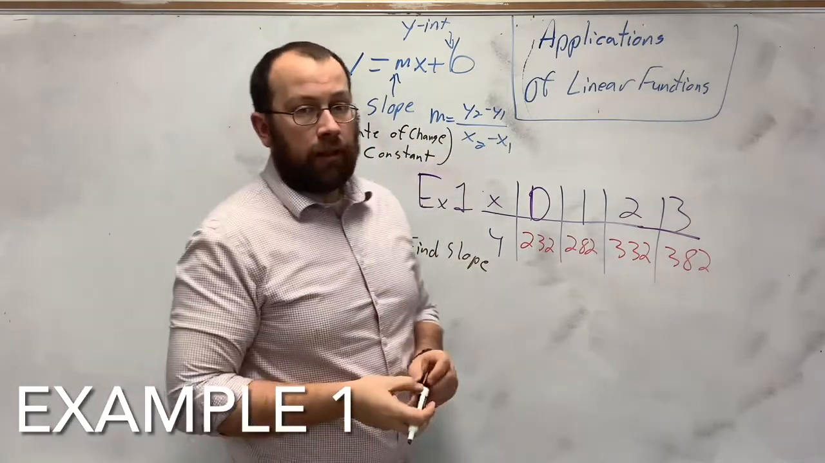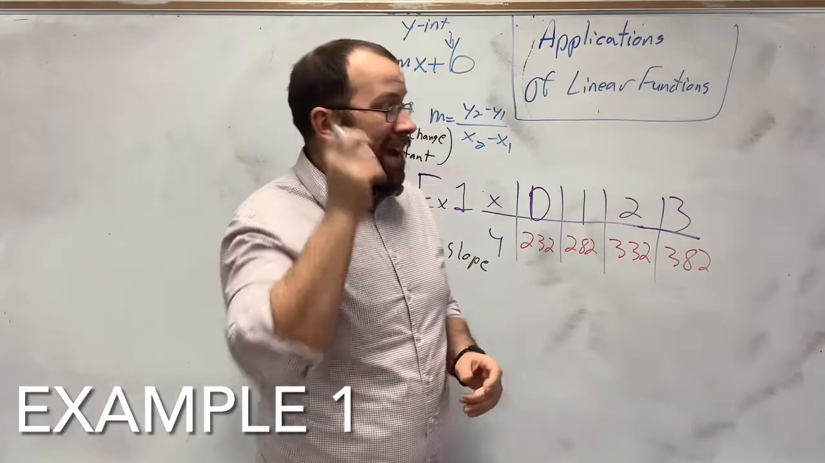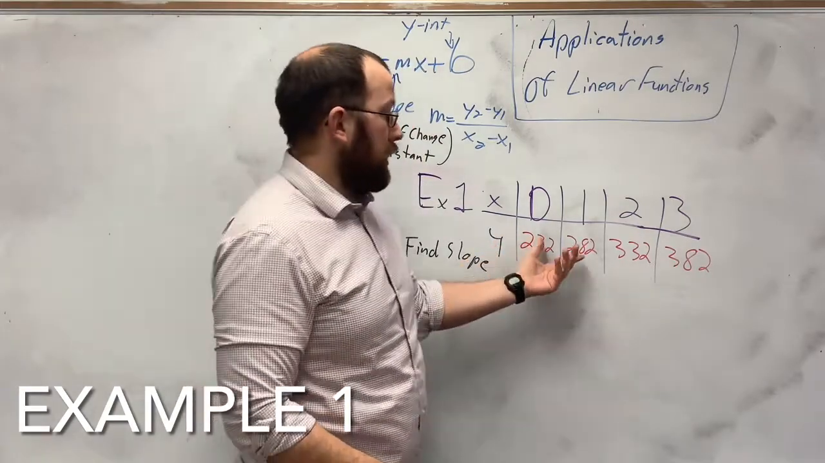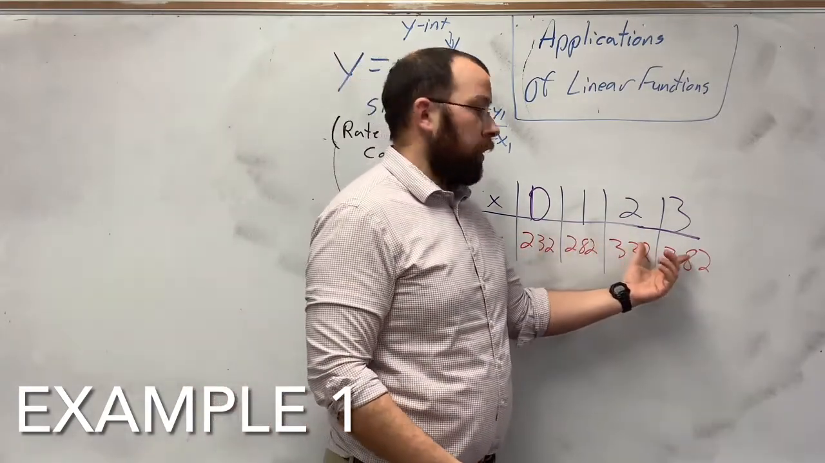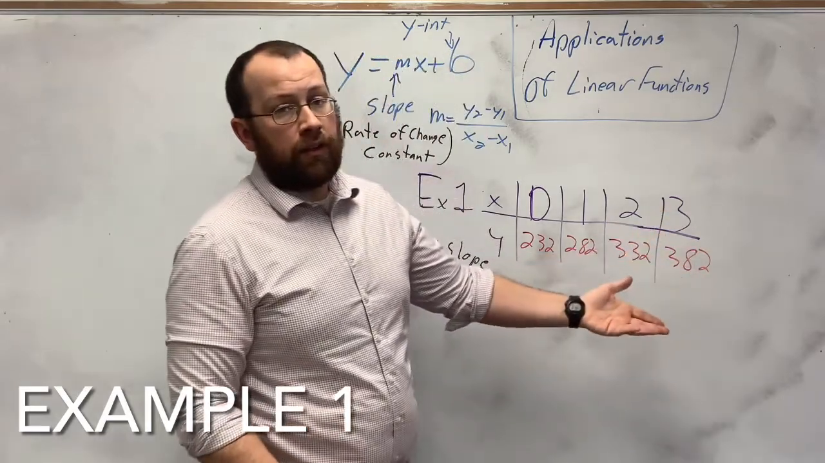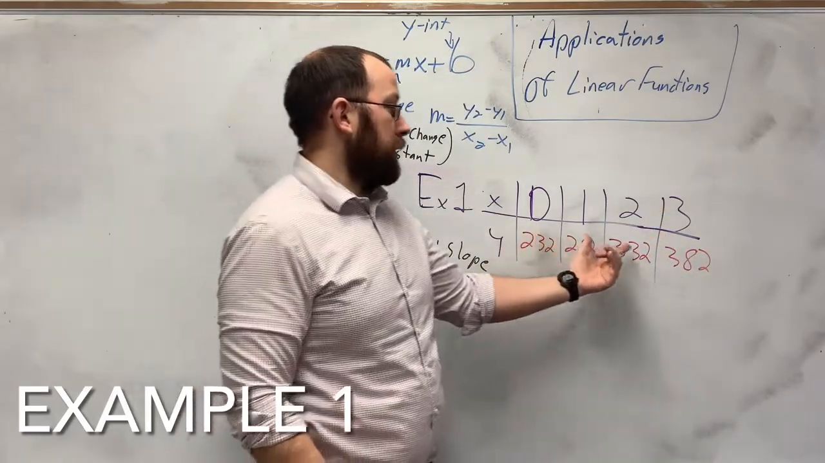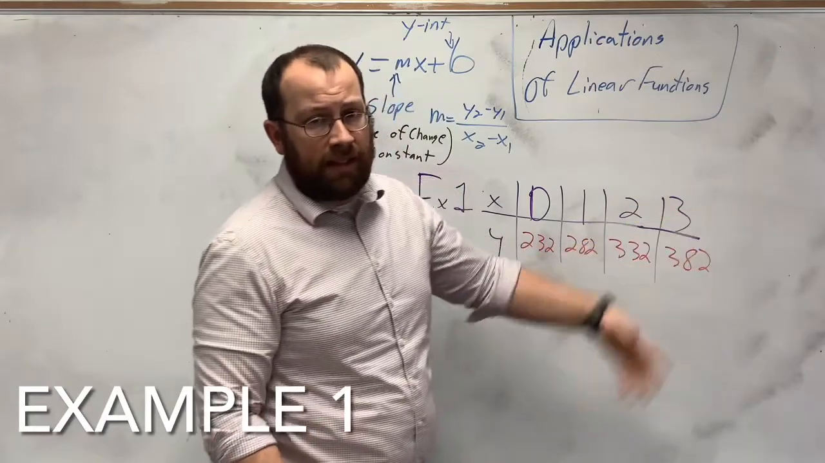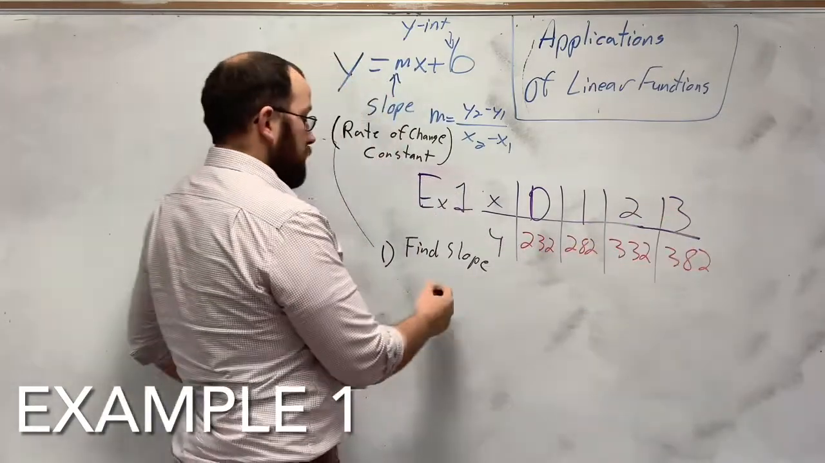So yeah, here you go. If it's asking you whether it's a constant rate of change, you just do the slope for all of these and then figure out if they're all the same. If I find the slope here, here, and here, and they're all the same, it's constant and it's a linear function. So we're going to find the slope first.